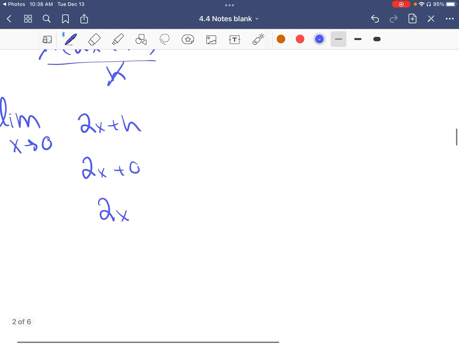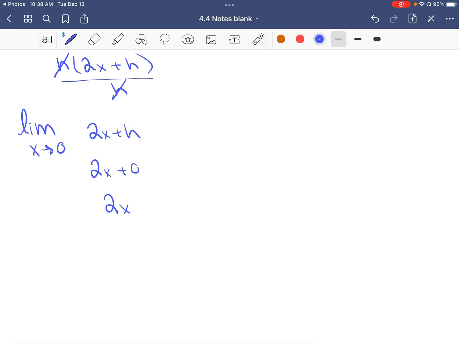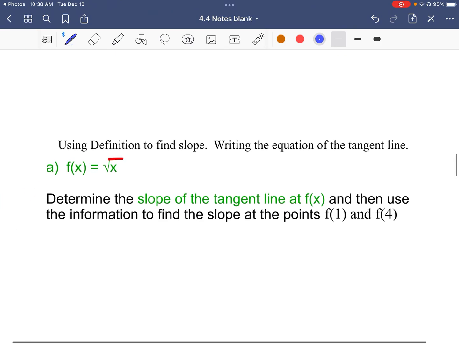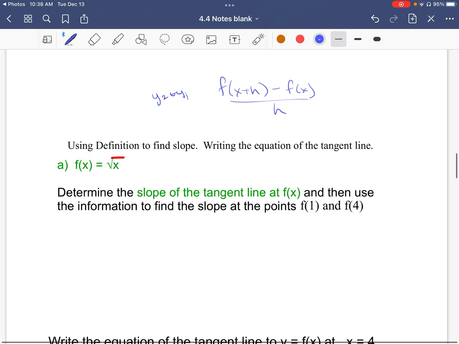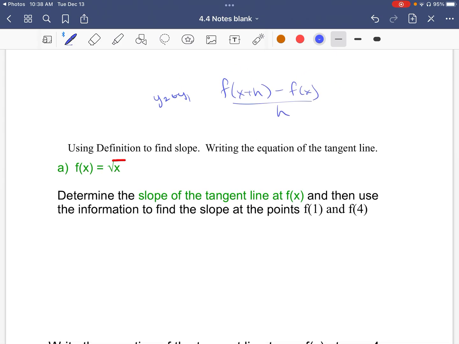What this means is the slope of the tangent line to x squared at any point is going to be 2x. So this is our slope. This is our equation. Let's do a few more. The definition of slope would be y2 minus y1, or now in our fancy case, f of x plus h minus f of x, all over h. This is what we call the definition of a derivative.